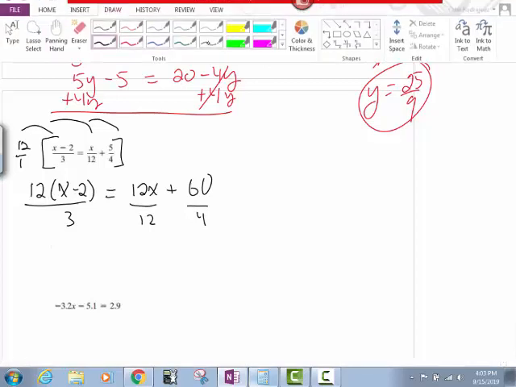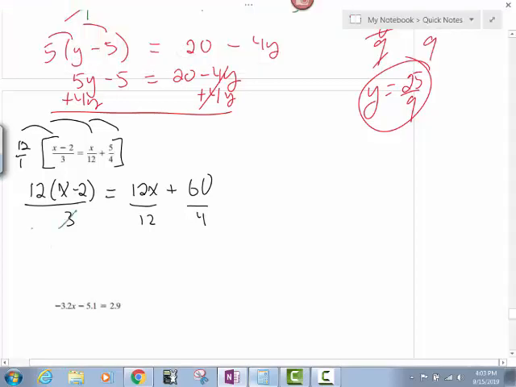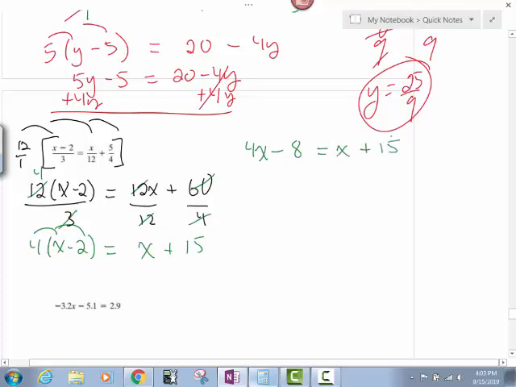So again, just like we did earlier, 3 goes into 12 4 times. I'll write my 4 with my x minus 2 right here. Those cancel. There's my x. 4 goes into 60, 15 times. Now we can go ahead and distribute our 4. 4x minus 8 equals x plus 15. Let me go ahead and subtract x on both sides.